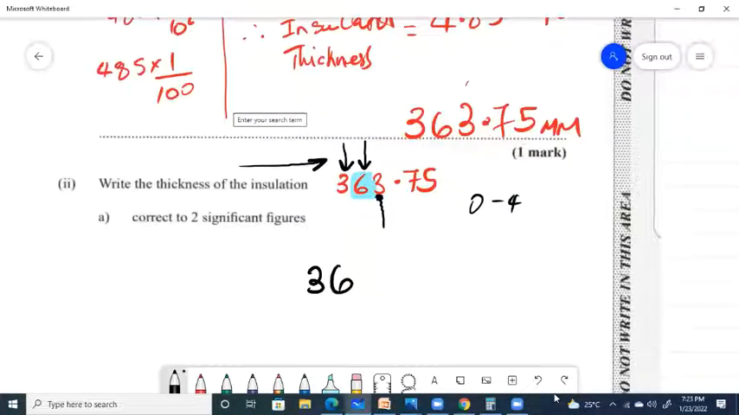Guys, you cannot round off 363 and get 36. It can never happen.